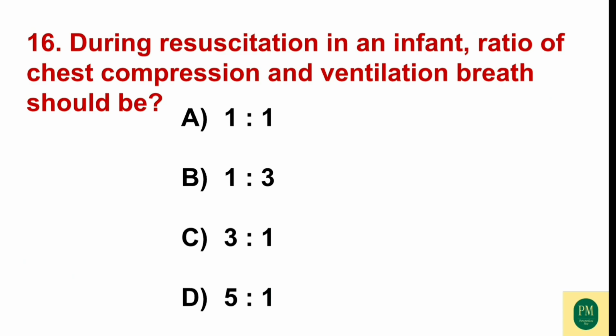During resuscitation in an infant, the ratio of chest compression and ventilation breath should be option A 1 is to 1, option B 1 is to 3, option C 3 is to 1, option D 5 is to 1. The correct option is option C, 3 is to 1.